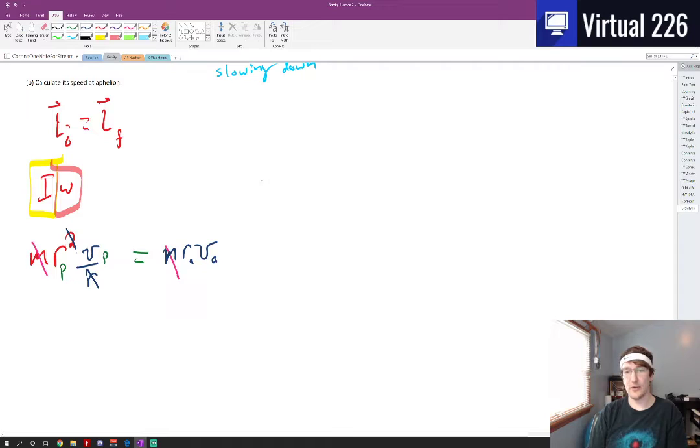So we just have the equation that the radius at perihelion, or the distance at perihelion, I should say, multiplied by the speed at perihelion equals the distance at aphelion times the speed at aphelion here. And that is the conservation of angular momentum. We're just looking for the speed at aphelion, and we actually have the velocity.